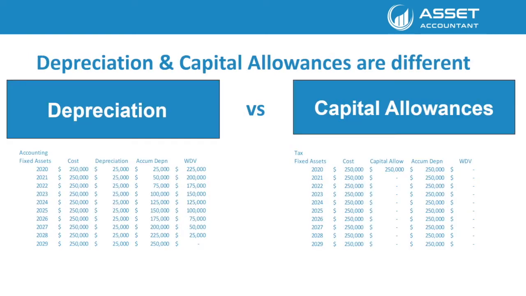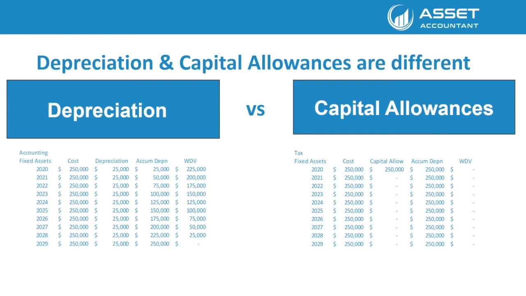So the depreciation versus capital allowances schedule we create to support that, as you'll see on the left, the accounting has us deducting $25,000 a year over each of the 10 years, and the written down value of that equipment declining from $250,000 at cost to $225,000 at the end of its first year, and then reducing by $25,000 for the depreciation each year, right down to the year 2029 when it's written off and would be scheduled to be replaced.